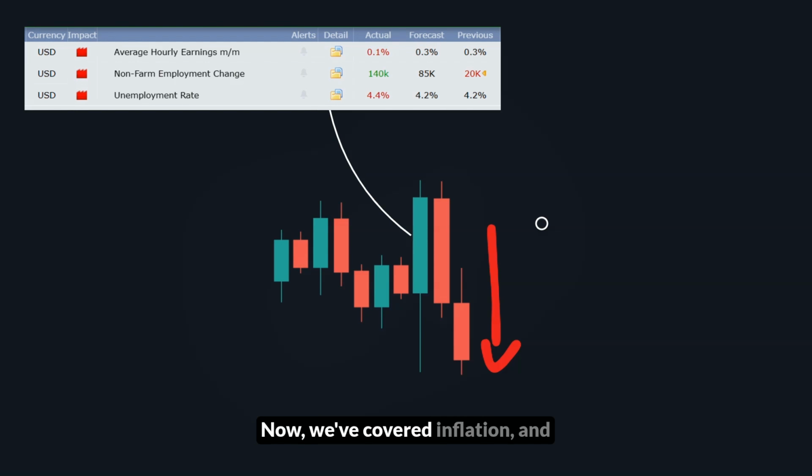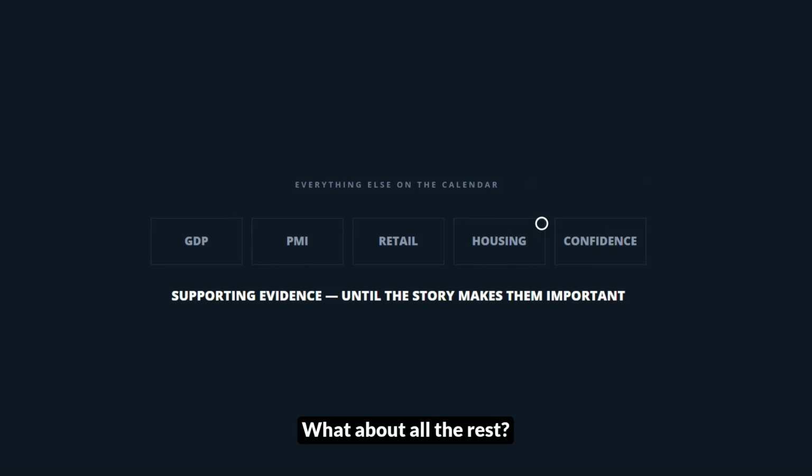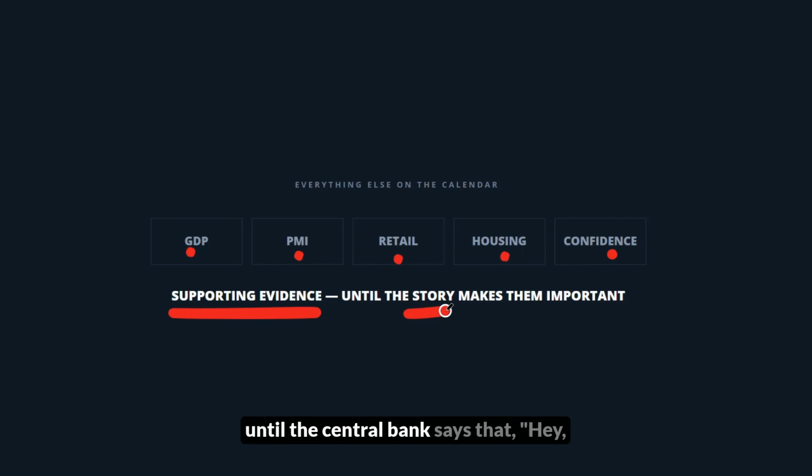Now, we've covered inflation and we've covered the labor market. What about all the rest? What about GDP, PMIs, retail sales, the housing market, confidence indicators? Look, I'm gonna make it as straightforward as I possibly can. They are supporting evidence, but they're just supporting evidence until the central bank says that, hey, maybe we wanna look at retail sales, maybe we wanna look at the housing market. Once the central bank makes that the base case for their decision making, then it's gonna matter. But until then, it's supporting evidence, just supporting evidence.